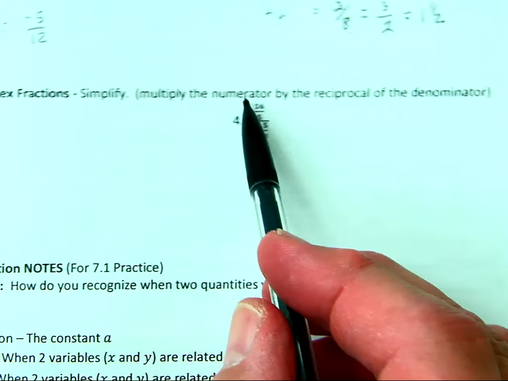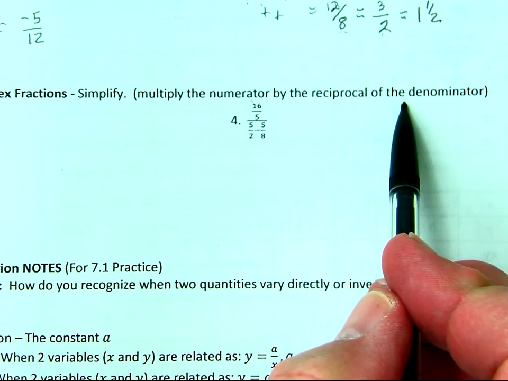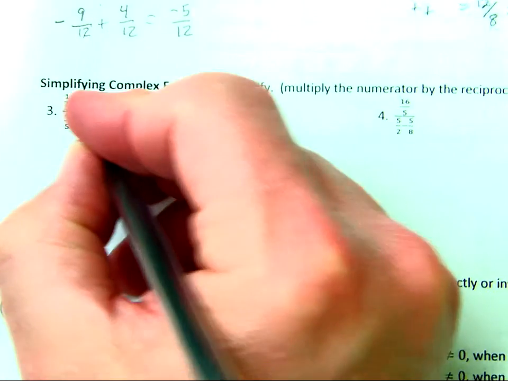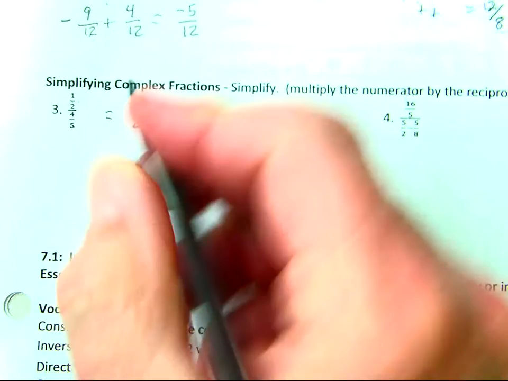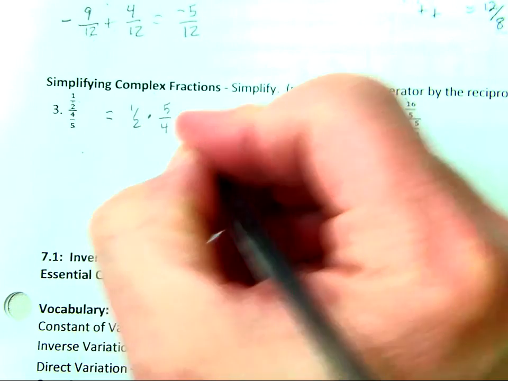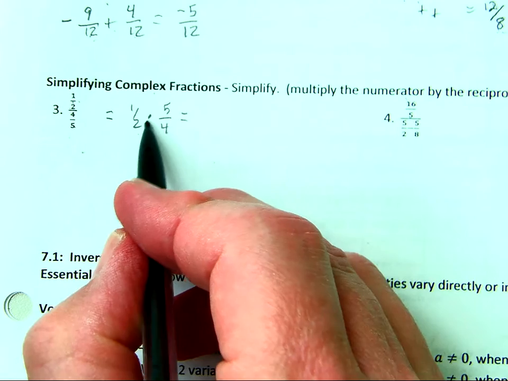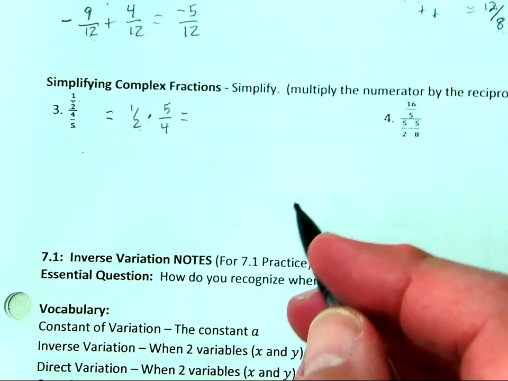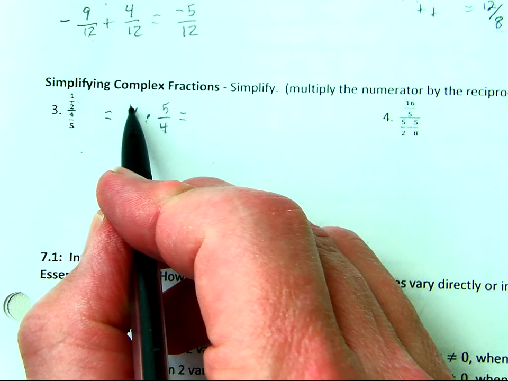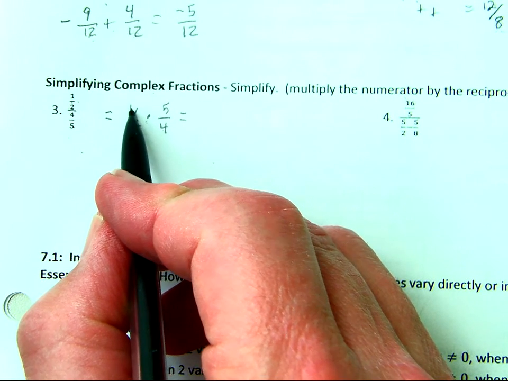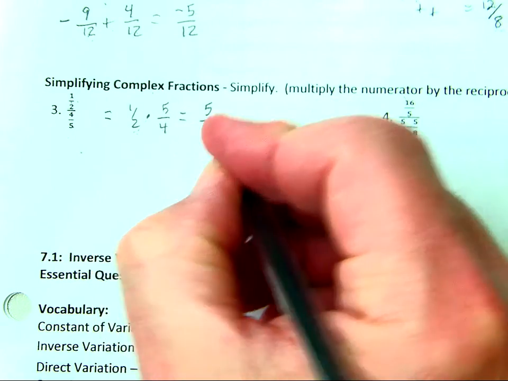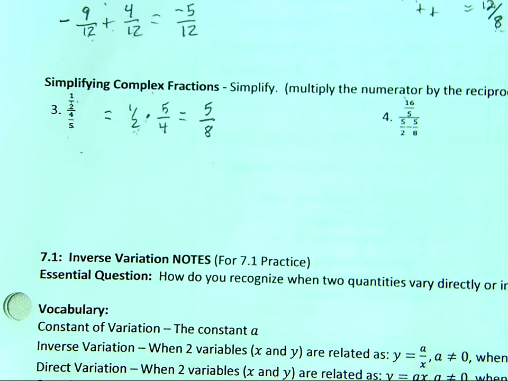To solve that, you multiply the numerator by the reciprocal of the denominator. So you take the top times the reciprocal of the bottom. So here the top is 1/2 times the reciprocal of 4/5, which is 5/4. So top times the reciprocal of the bottom, numerator times the reciprocal of the denominator. Remember, when you multiply fractions, you just multiply across. Numerator times numerator, so top times top is 1 times 5 is 5. On the bottom, 2 times 4 is 8. So that simplifies to 5 eighths.